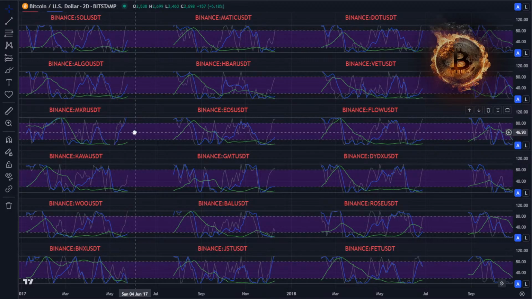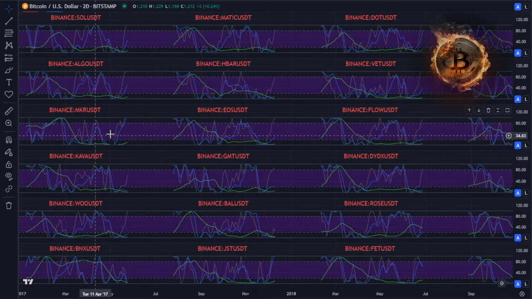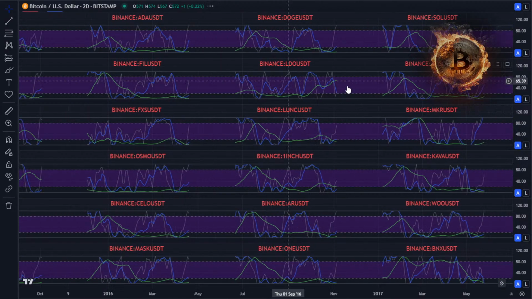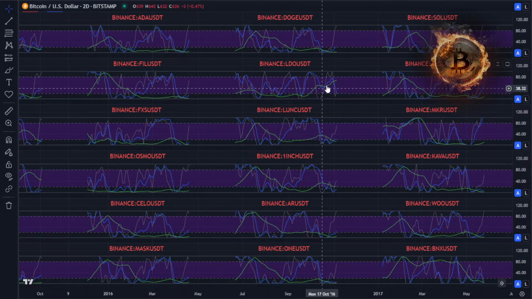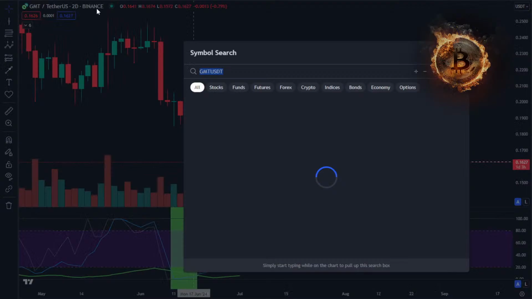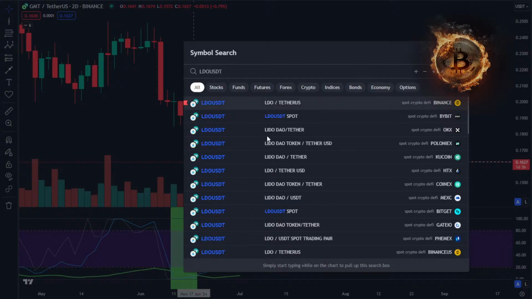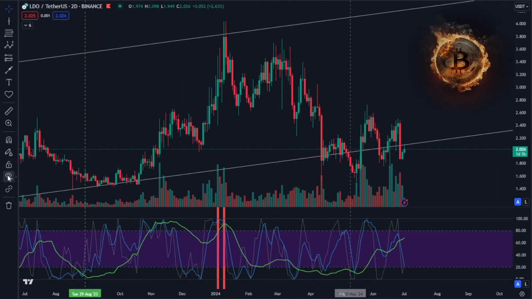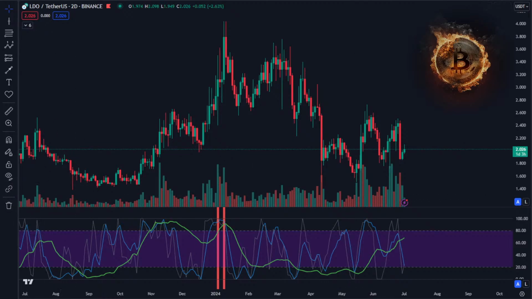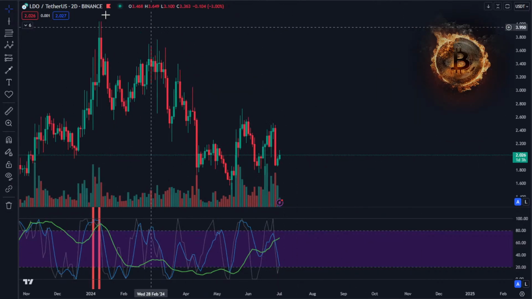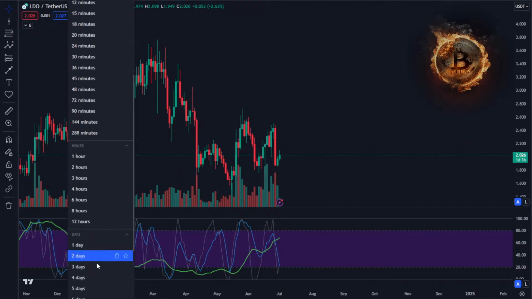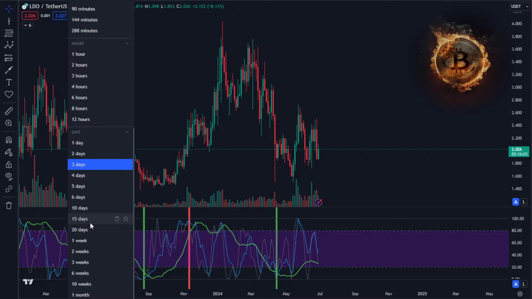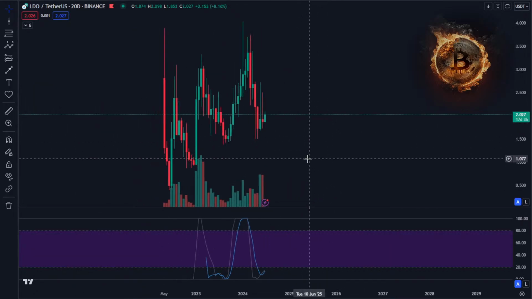So going back now, after just continuing here, we have ourselves another one that is currently doing a separate thing, which is LDO here. So when we look at it, let me just erase these old drawings. This is looking like it's actually gonna start reversing upwards, but in order to make a definitive analysis for it, we need to zoom out.